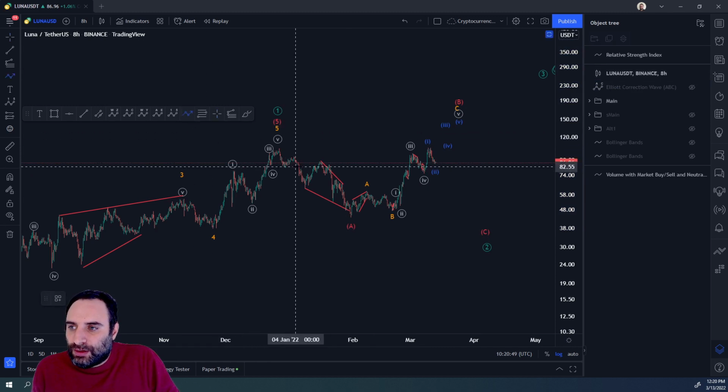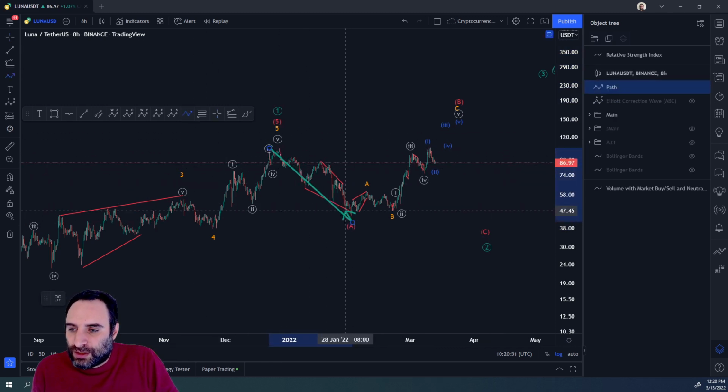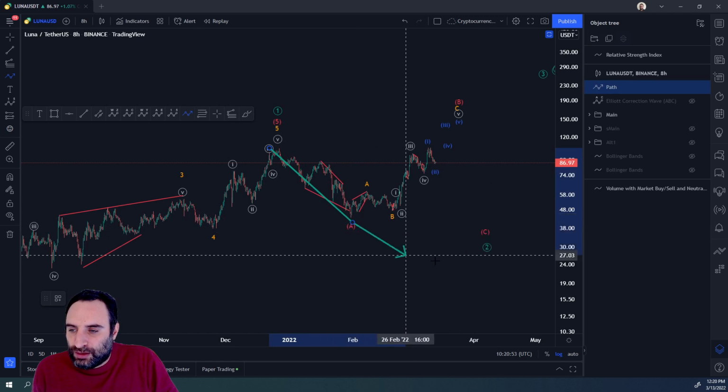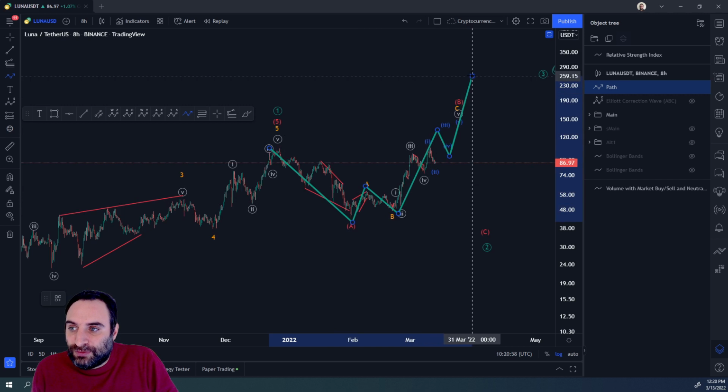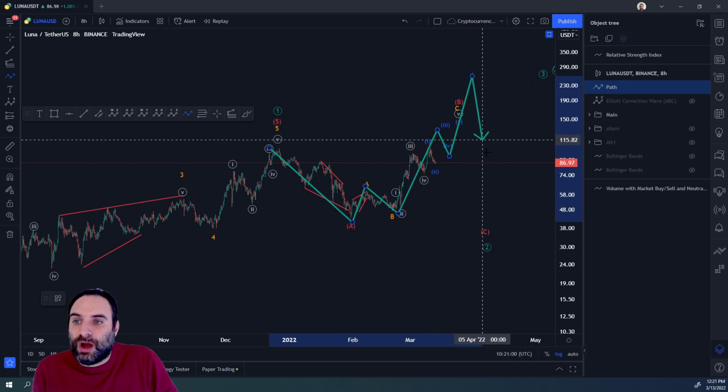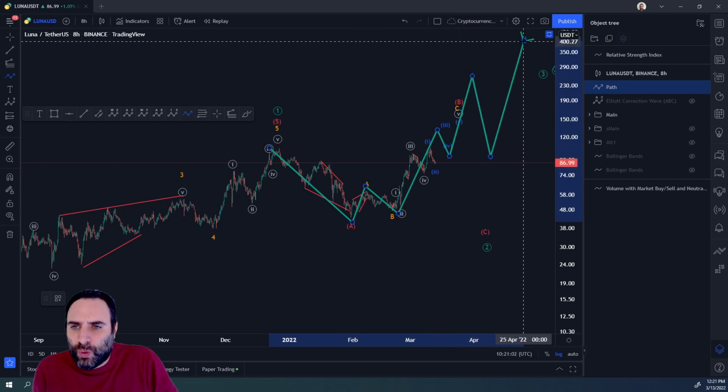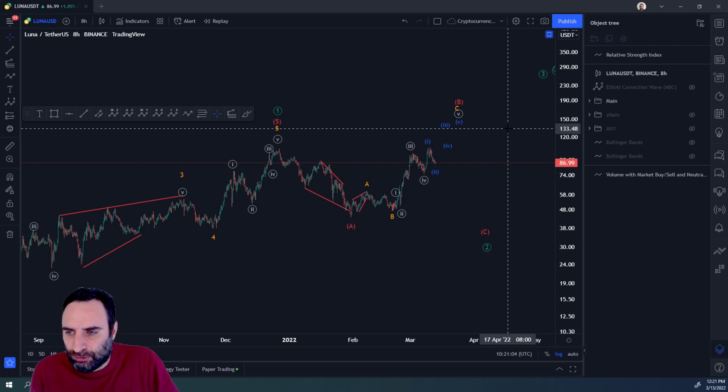And then the shorter term stuff is that this correction finished, my wave 2 is here, and this is 1, 2, we're gonna get 3, 4, and 5, which means that's going to be only 1. Then we'll get 2, and then we'll continue all the way up. That's going to be a massive bull run, a massive upside for Luna.